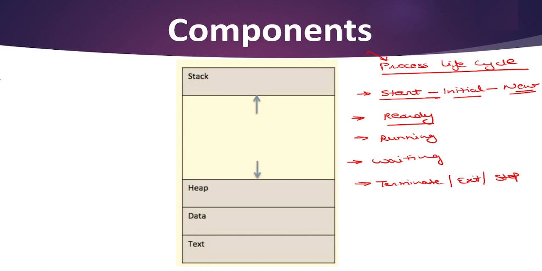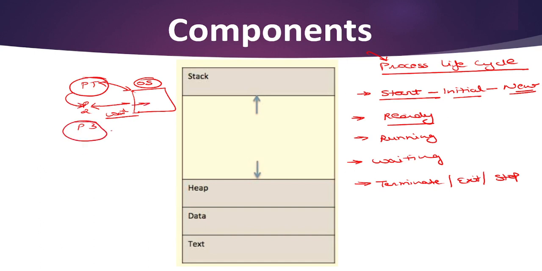Let's say I have some processes P1, P2 and P3. This is my operating system. Process P1 is allocated to the operating system, and process P2 is waiting for its turn. So when process P1 gets executed completely, only then process P2 will get the operating system. Similar with process P3. Here process P3 is also waiting for the operating system, right? So this is the waiting stage.